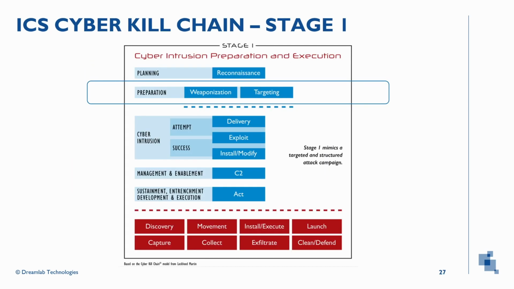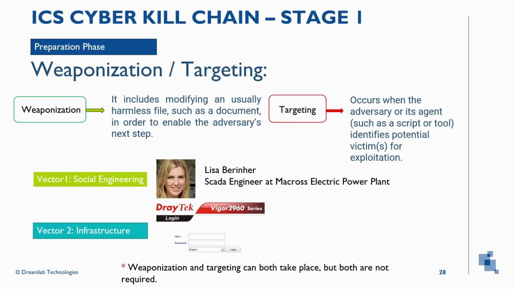Next step, the preparation. In this step, there is weaponization and targeting. Both can take place, but this is not required. Basically, this step is to prepare the tools according to the identified objective. In this case, we will use two vectors: the social engineering one, and the other we will call infrastructure.